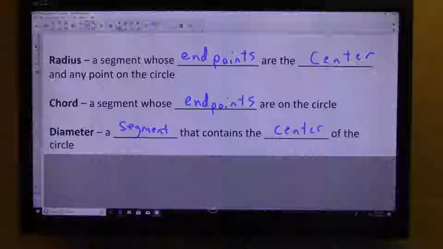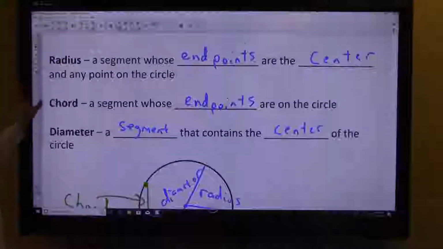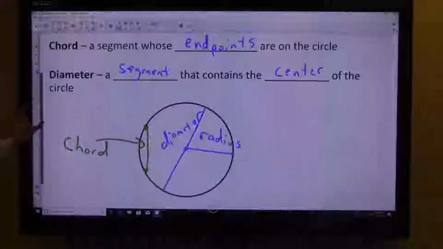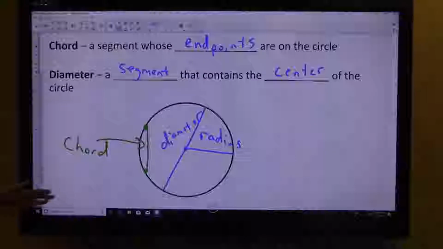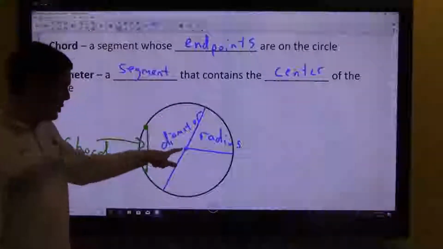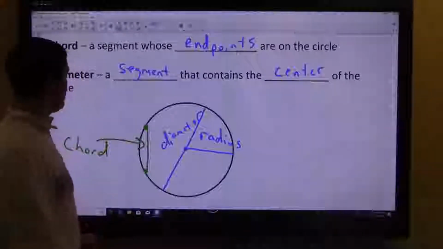Let's go ahead and, like I said, this will be on the first circle that I have. Try to draw these and label them. This guy right here, nothing new. That's the diameter. It goes through the center. Any segment that goes through the center.